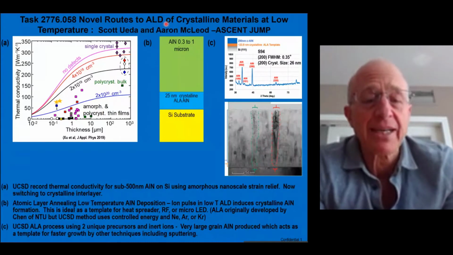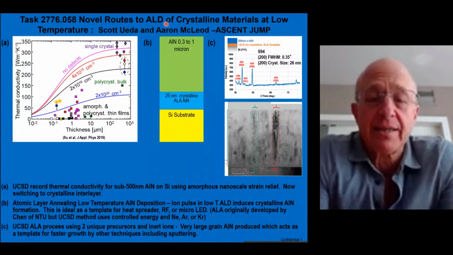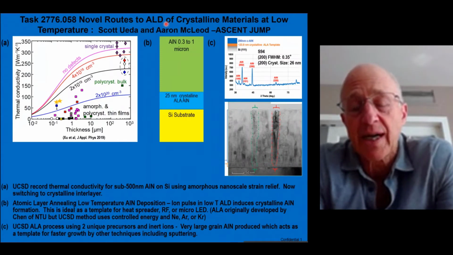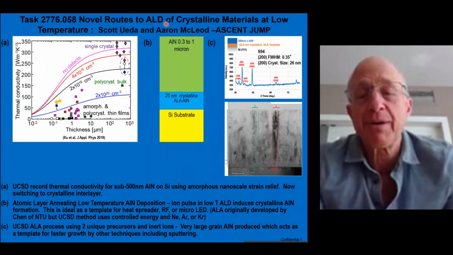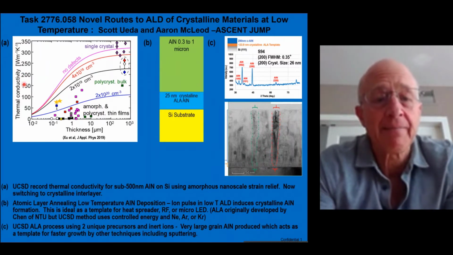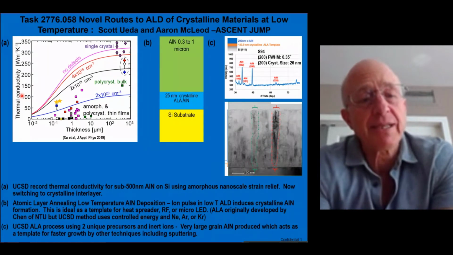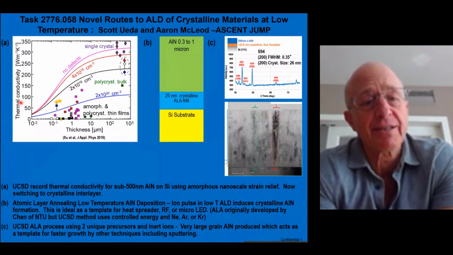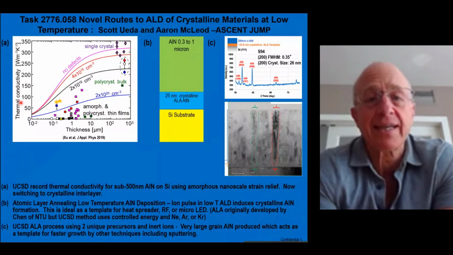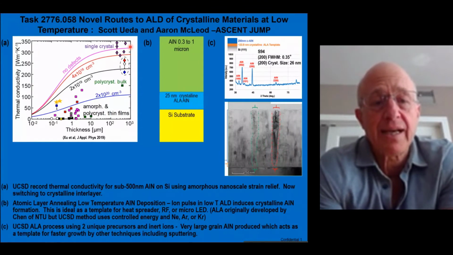And aluminum nitride is a material of great interest as a heat spreader. That's because it has about the same thermal conductivity as copper, but it's an insulator, which makes it much more useful for microelectronics. And this plot over here is from the group of Eric Pop, and it shows some of the challenges. So this is the thermal conductivity versus thickness, and bulk aluminum nitride has a thermal conductivity of about 300. And there are two challenges, I should say.